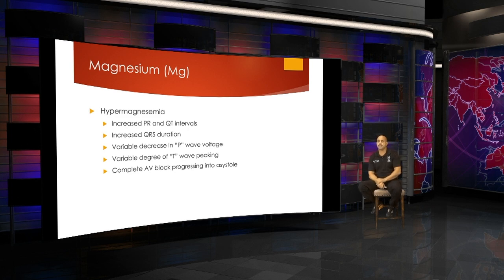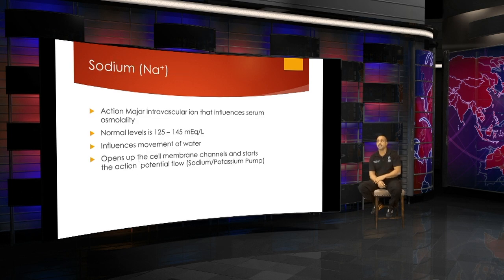So with hypermagnesemia, increased magnesium, the PR and QT intervals are going to shorten, because there's a lot of those guys now to let you in and out, right? The P waves will decrease if it's variable. Same thing with the T waves. It can actually show a complete heart block, which is a 3rd-degree heart block.